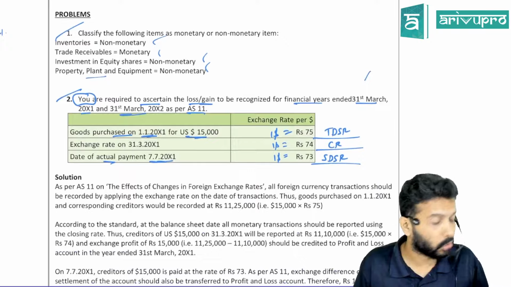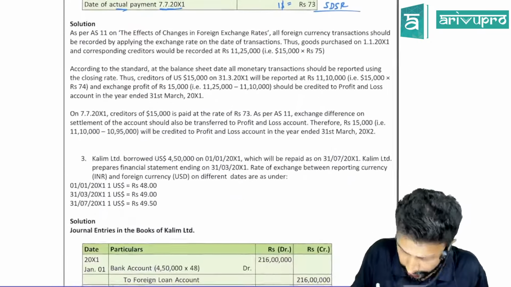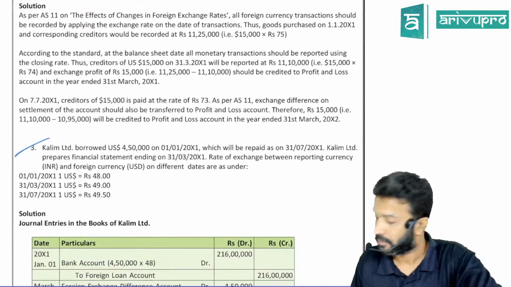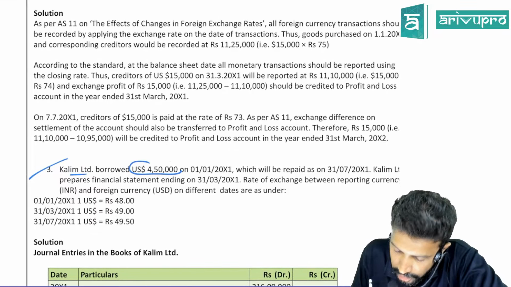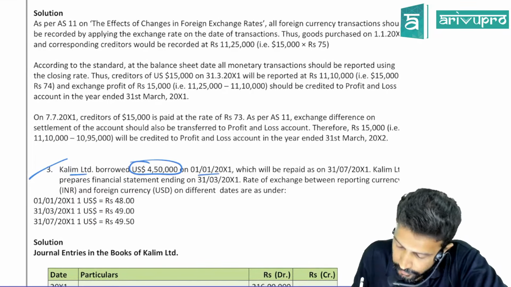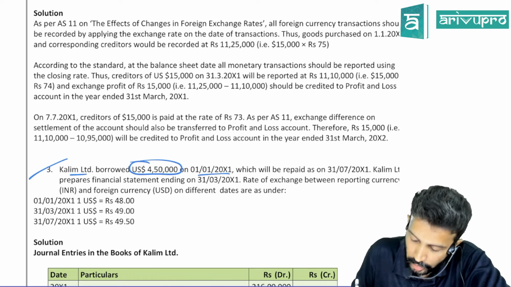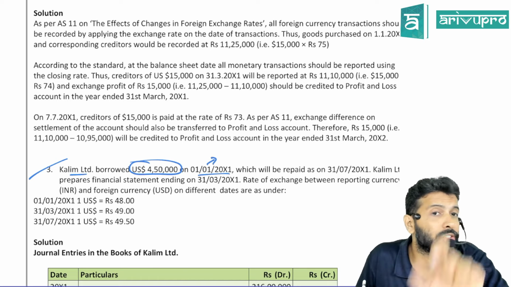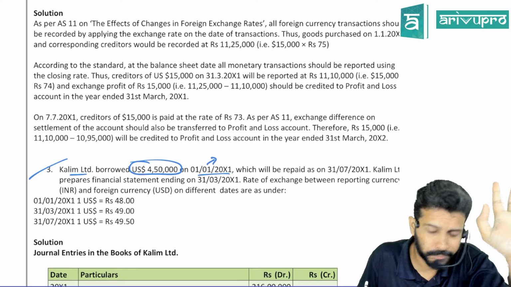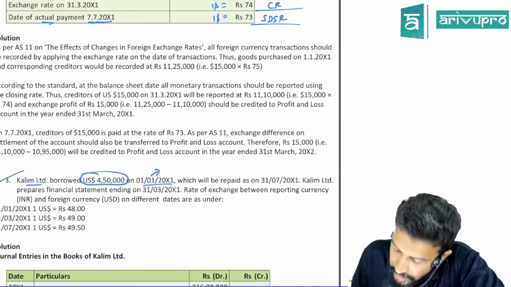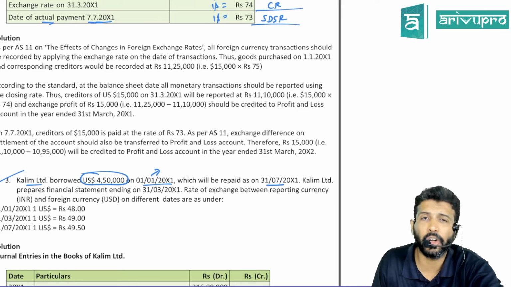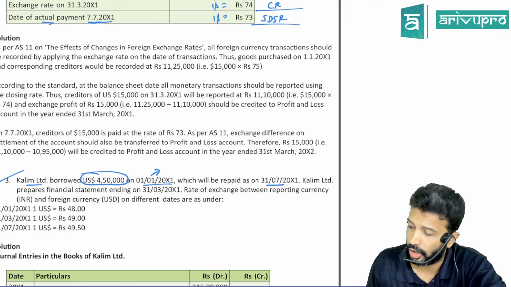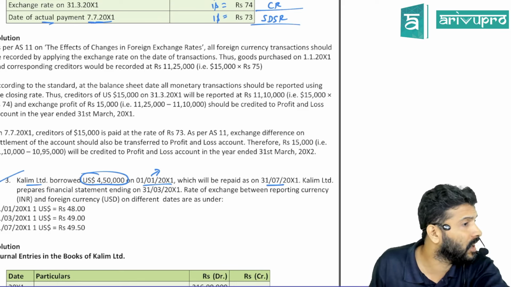Okay, coming back to question number 3. Kaleem Limited borrowed US dollars 4,50,000 on 1st January 20x1. So what do we call this, sir? This is your transaction date, which will be repaid on 31st July. So you have taken a loan, and is the loan in Indian rupees or in dollars? So we have taken a foreign currency loan.